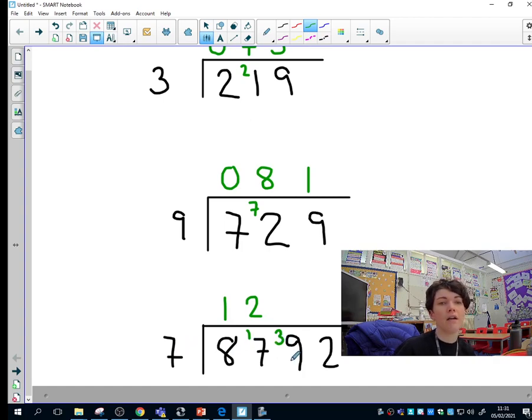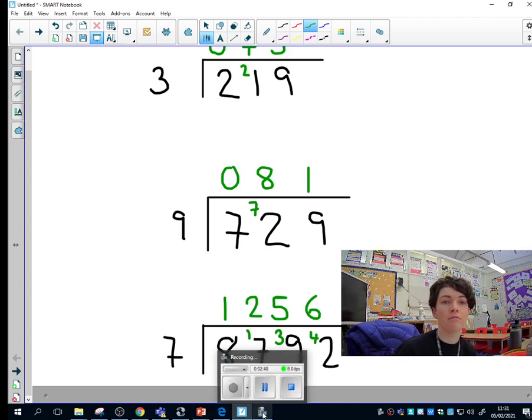7s into 39. Well, I know my 7 times table. I know that 7 times by 5 gives me 35. So I'm going to write 5 there. 35 is not the same as this 39. There's a 4 difference. So I'm going to carry the 4 there. 7s into 42. And the answer is 6. And that is how you use the short division bus stop method.